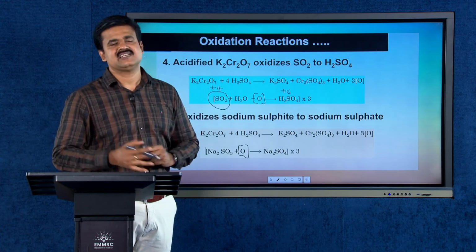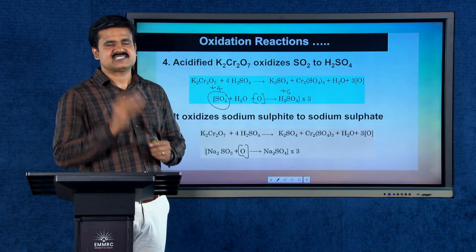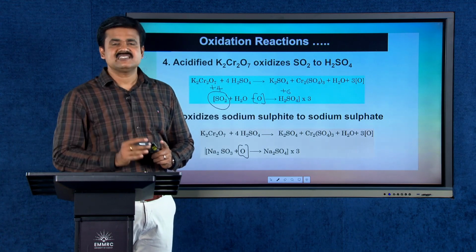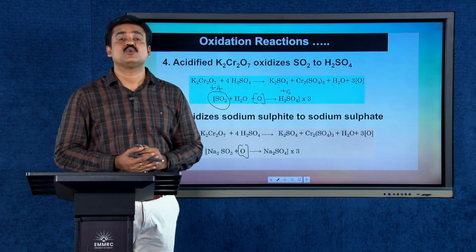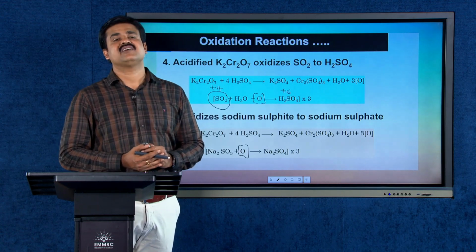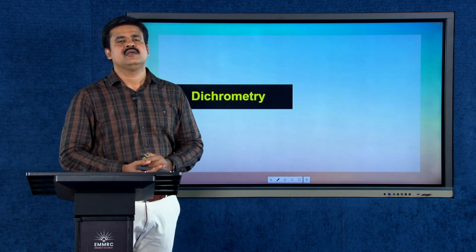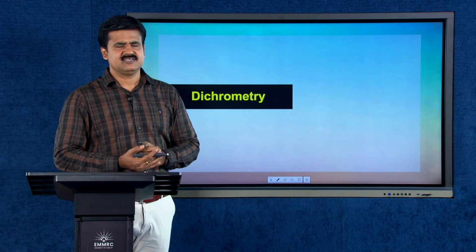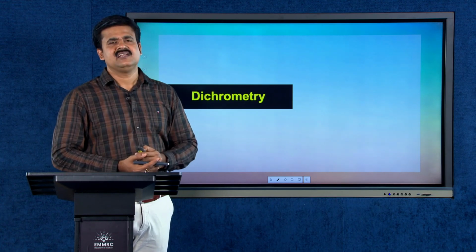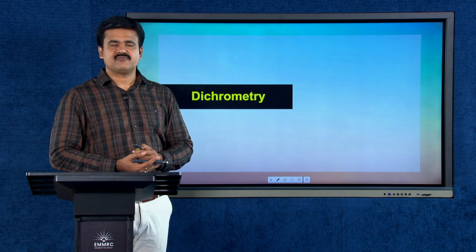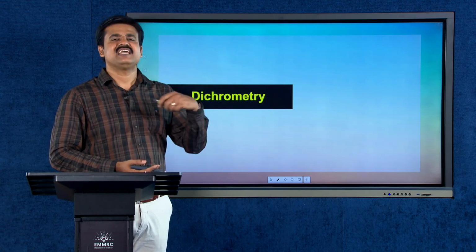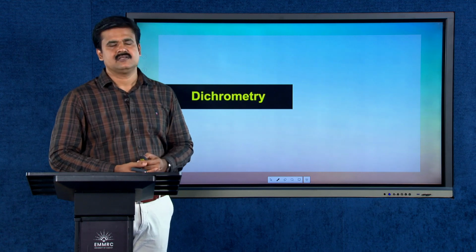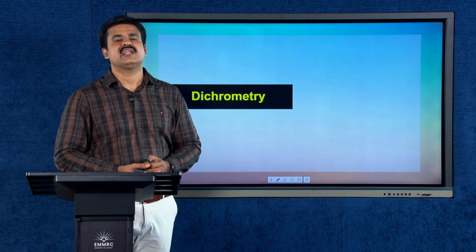You have to understand the concept clearly, and the concept is this: Na2SO3, that is sodium sulfite, is oxidized to Na2SO4, that is sodium sulfate, by acidified potassium dichromate. Now, dichrometry. You are familiar with potassium dichromate, its nature as a powerful oxidizing agent, its various reactions depicting its oxidizing nature, etc. And now we are entering into dichrometry.